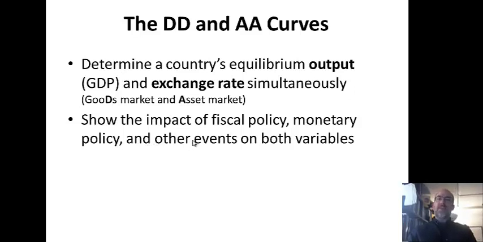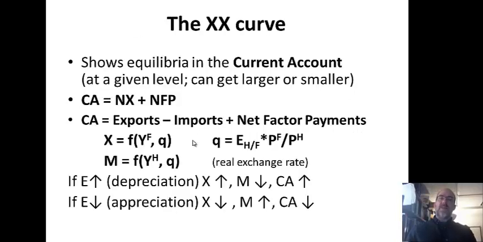So, for example, a fiscal stimulus, like a tax cut, should make GDP go up, and it could make the dollar strengthen, and that's kind of what's happened in recent years. This also shows what happens to the current account, and that's on the XX curve.